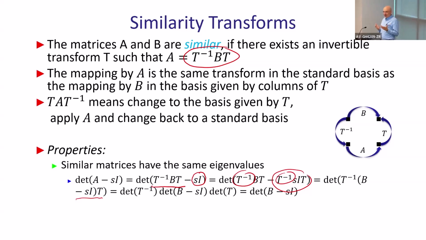But the determinant of a multiplication is the multiplication of determinants. We saw that rule some time ago. So you can take it as determinant of T inverse times determinant of B minus SI times determinant of T. And determinant of T inverse is 1 divided by determinant of T, so these two cancel out. And you get what you wanted: they have exactly the same characteristic polynomial, which means that everything works out. They have exactly the same eigenvalues. Any questions on that? This is a tricky but relatively simple derivation of that rule.